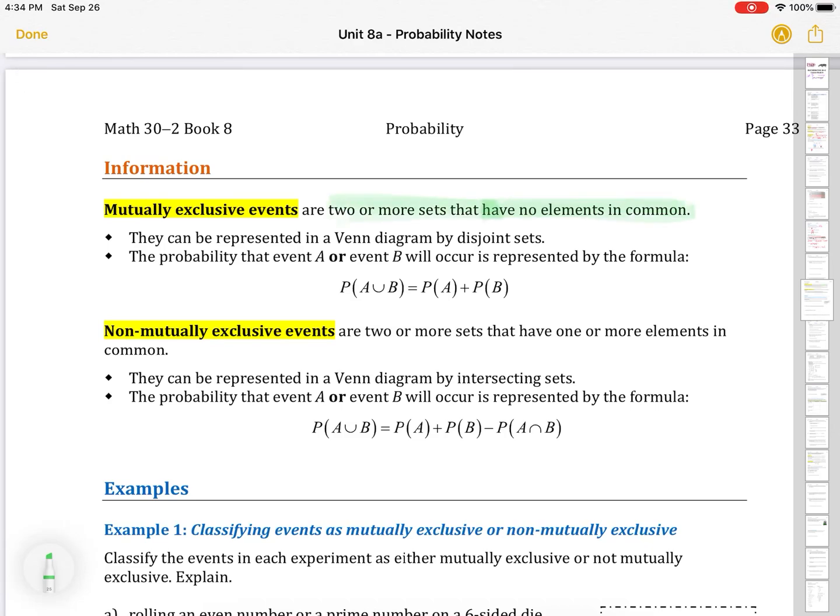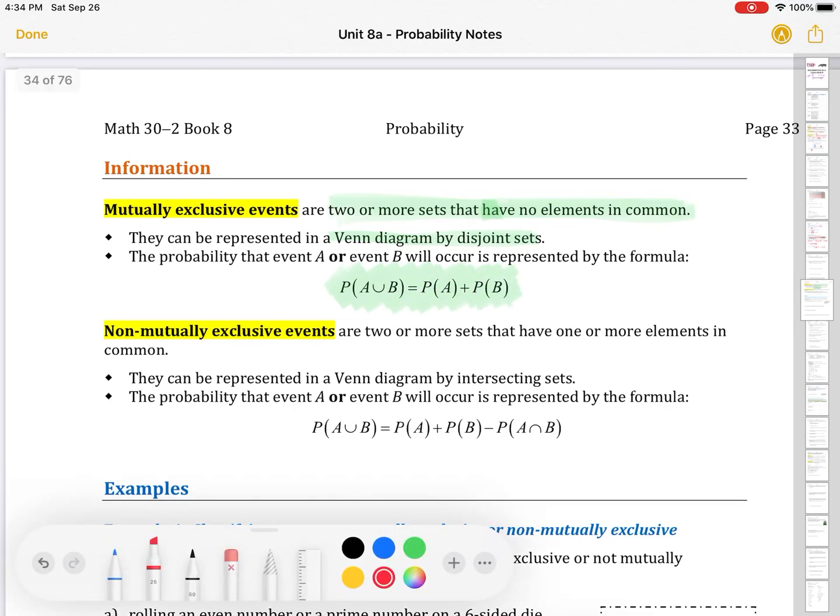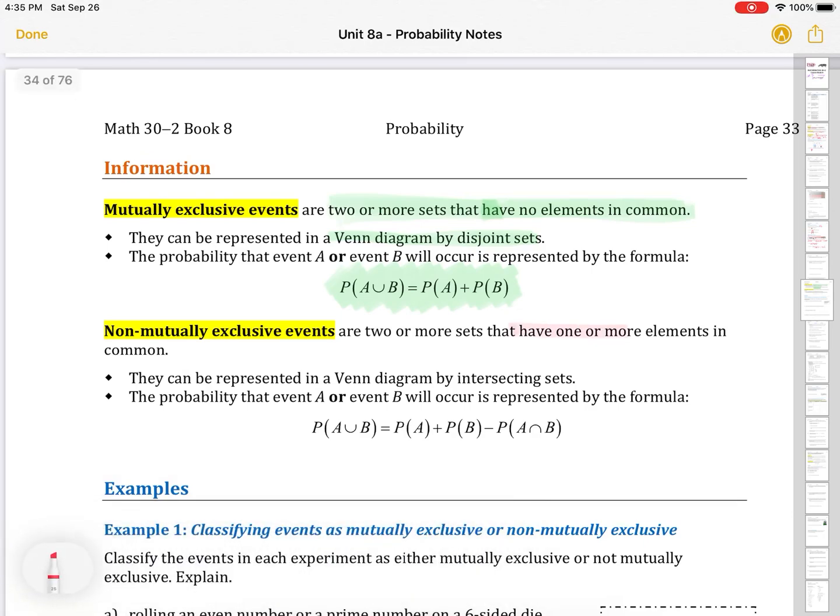Okay, looking at this. Mutually exclusive events are 2 or more sets that have no elements in common. They can be represented, so sorry, I just want to highlight that. They have no elements in common. 2 or more sets, no elements in common. They can be represented by a Venn diagram, by disjoint sets, and the probability that A or event B will occur is represented by the following formula. So basically, we just add the 2 probabilities together.